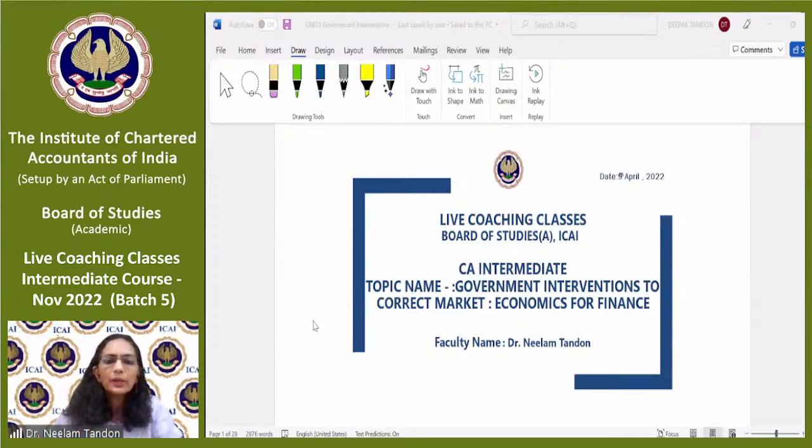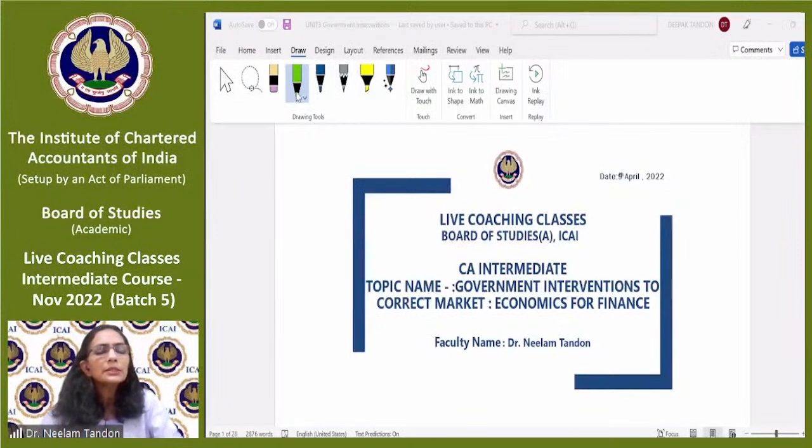So, intervention to correct market. Before going for this, first and foremost, you should understand what market failure is. When we talk about market failure, there's an important concept we shared about externalities and others. You already know that concept. Today I want to discuss one concept which we covered in the last class, but maybe because of technical issues you were not clear about it. So that's why I want to take it.